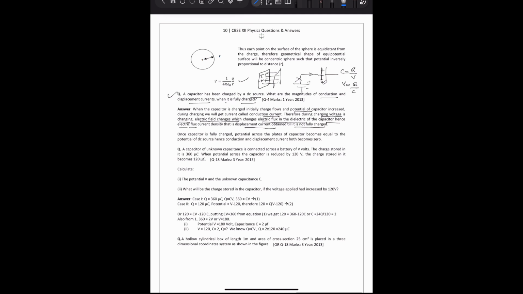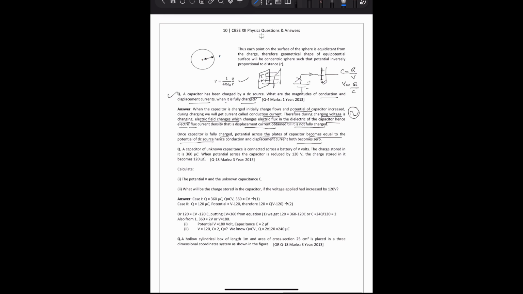Once it is fully charged, charge flow will stop, correct? Once the capacitor is fully charged, the potential across its plates becomes equal to the potential of the DC source. Hence conduction and displacement current both become zero. So remember, in a DC circuit, if we connect with the DC source, charge flows for some time but then stops. But in an AC circuit, since the voltage continuously varies, charge flow continues.